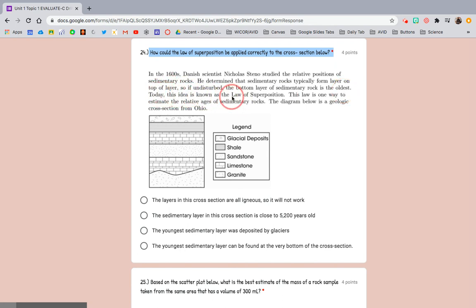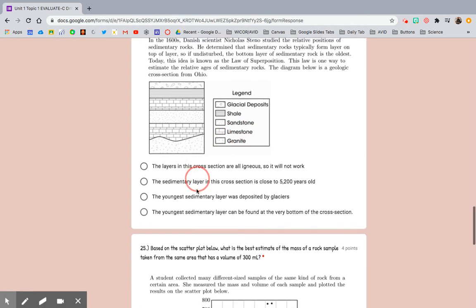Today, this idea is known as the law of superposition. This law is one way to estimate the relative ages of sedimentary rock. The diagram below is a geological cross-section from Ohio. So this top part is glacial deposits. Then I have shale. Then I have sandstone. Then I have limestone. And then I have granite.